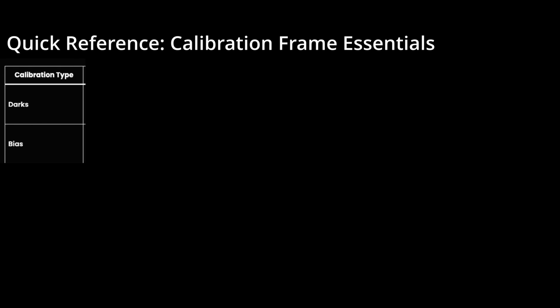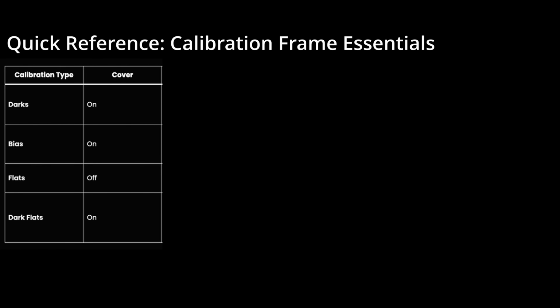So here, for example, is a reference table that I'd like to show you. It provides you with a high-level understanding of calibration frame types, how they are created, and their purpose. If we take a look at this, we've got the calibration types, which are darks, bias, flats, and dark flats, and whether or not they should be covered while you're taking them. So that's cover on or cover off. In the case of darks, for instance, you want to have the cover on, and bias on. For flats, you have the cover off because you want light to come in, and dark flats are darks, so you want the cover on those.